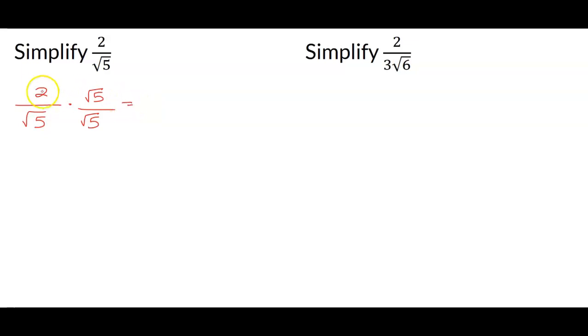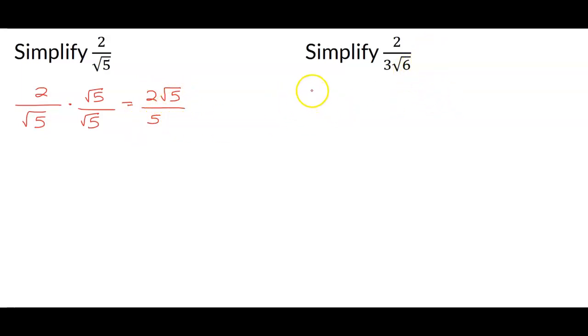So what we're going to do here is 2 multiplied by the square root of 5 is going to be 2 square root of 5. And then square root of 5 multiplied by square root of 5. Anytime you multiply a square root or a radical, a square root especially, by itself, you actually get rid of the square root symbol and you have just the value or the integer. So this is going to be 5. 2 square root of 5 divided by 5.